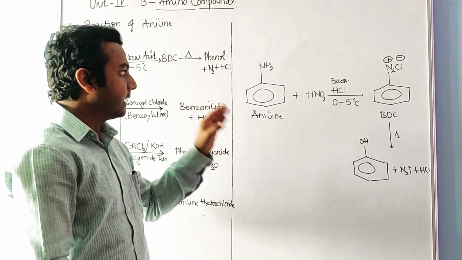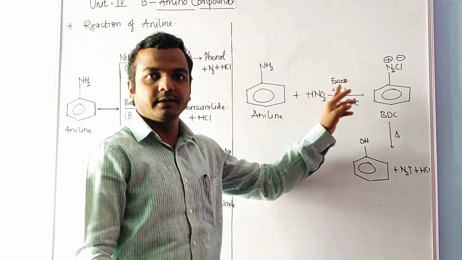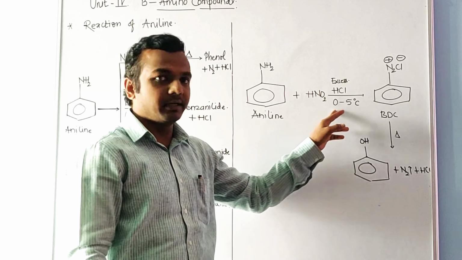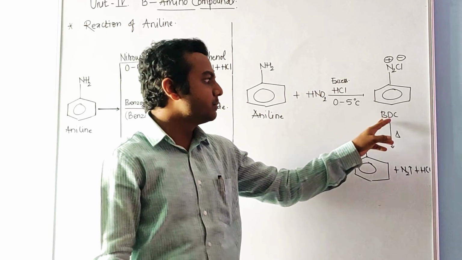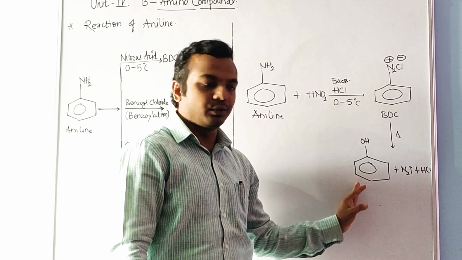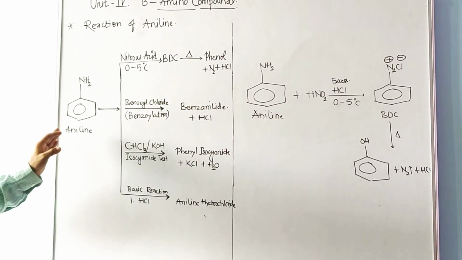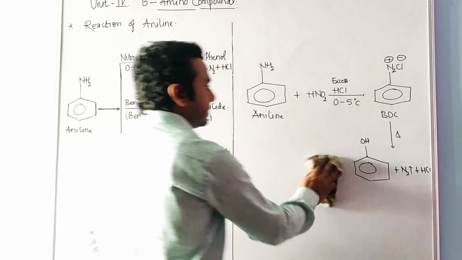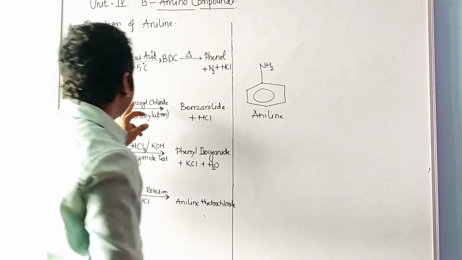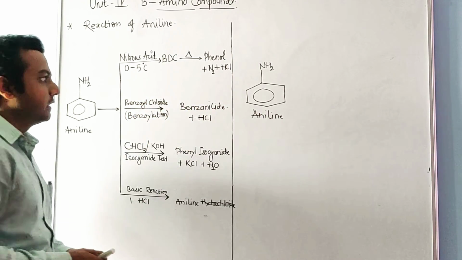We will see again what happened in this reaction. Aniline, when it reacts with nitrous acid in excess of HCl at 0 to 5 degrees Celsius, produces BDC, and this compound on heating decomposes to give phenol, N2 gas and HCl. This is the first reaction. Let us move toward the second reaction, that is aniline when it reacts with benzoyl chloride, it produces benzanilide along with HCl.